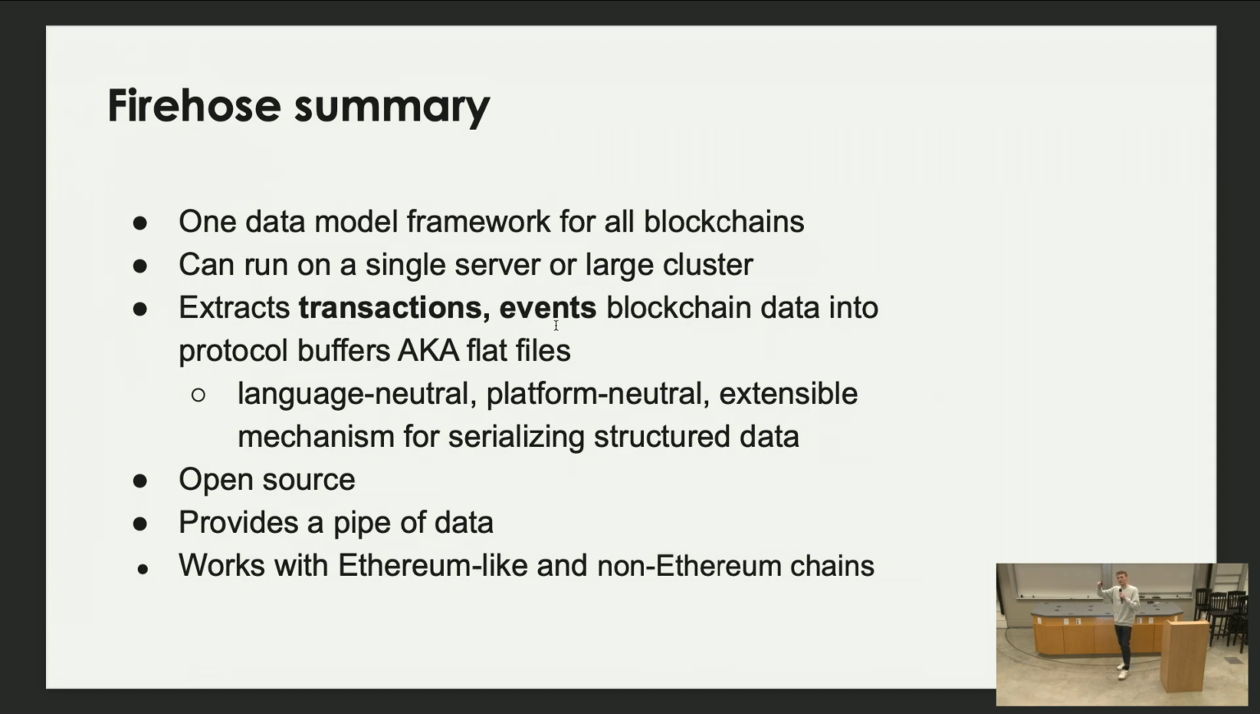So the Graph supports many blockchains today, and we're going to support all major blockchains. And this technology can run on a single server, or you can run it at enterprise scale. And its main job is to extract transactions and events from the raw blockchain data. And we're using protocol buffers for our file format. We also call those flat files. And flat files are nice because they're language neutral and they work across all platforms and they're extensible.